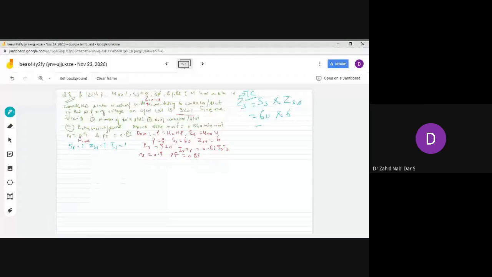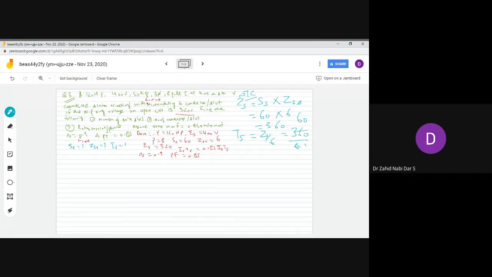So this is a three-phase machine. So TS would be equal to ZS by 6. This would be nothing but 360 by 6. So total number of turns would be 60. Once we get the value of TS, then what we have to do? Once we get the value of TS, now you have the stator voltage, that is your ES.